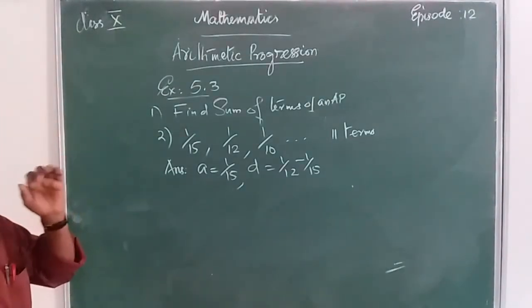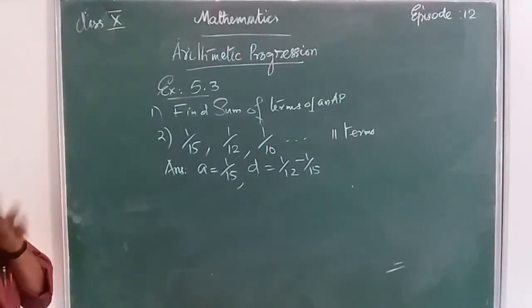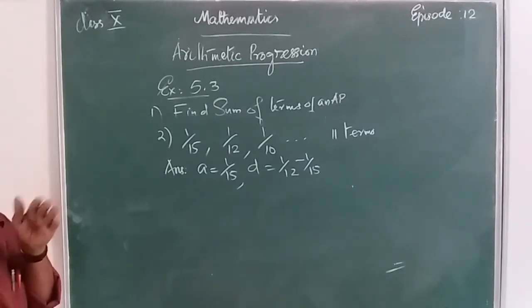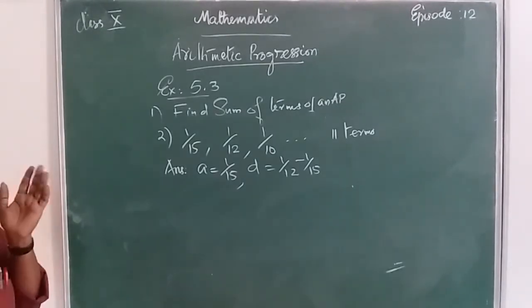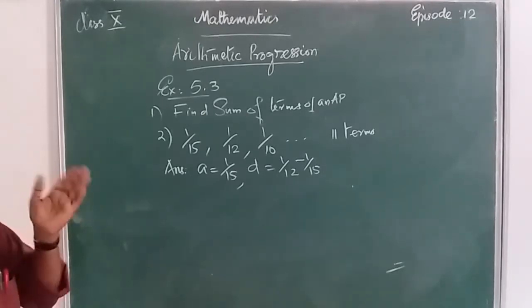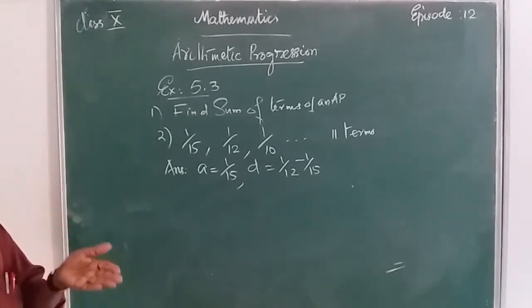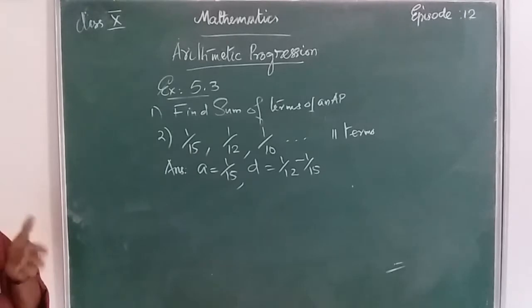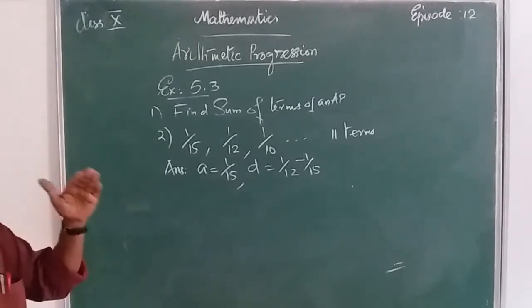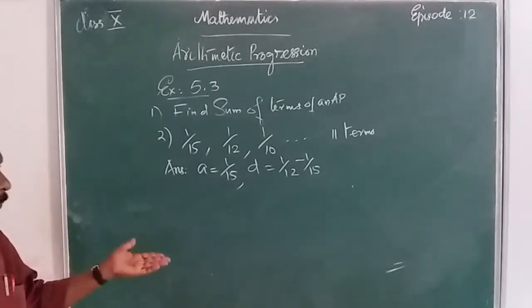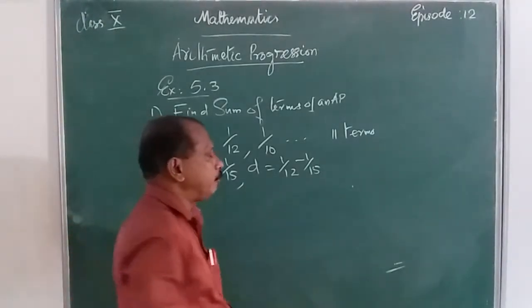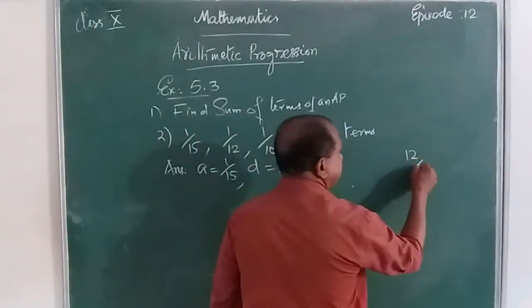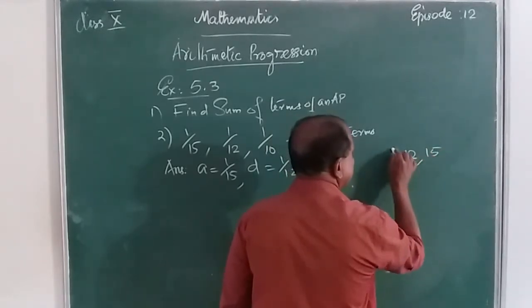Listen, there are two fractions. To add or subtract two fractions, we take the LCM. For multiplication, multiply the numerators and also multiply the denominators. For division, multiply the numerator with the reciprocal of the denominator. To find the LCM of 12 and 15, we first factorize.